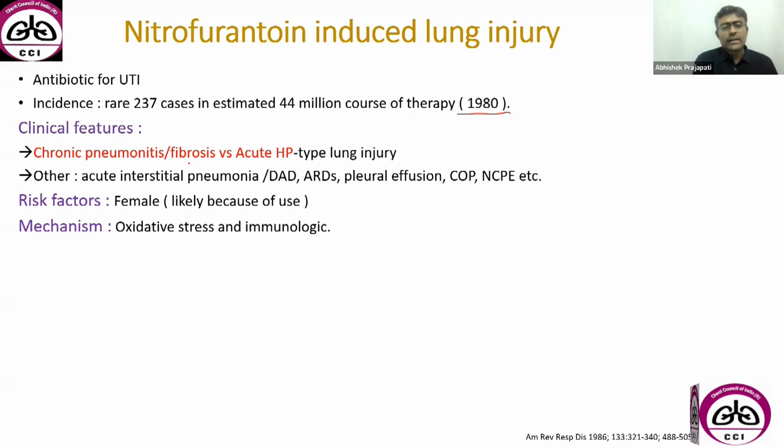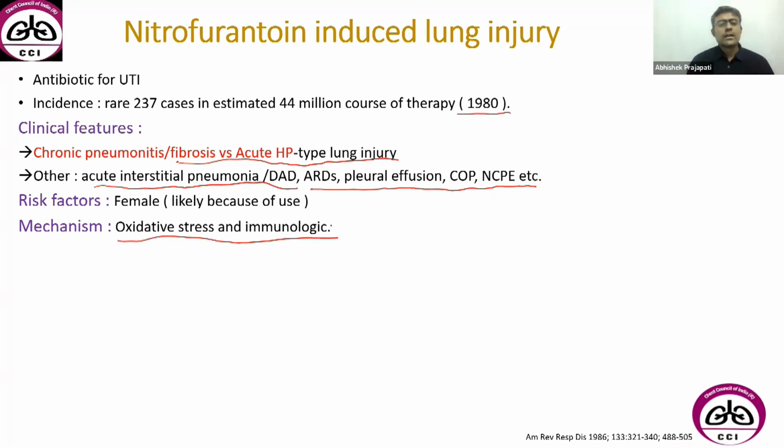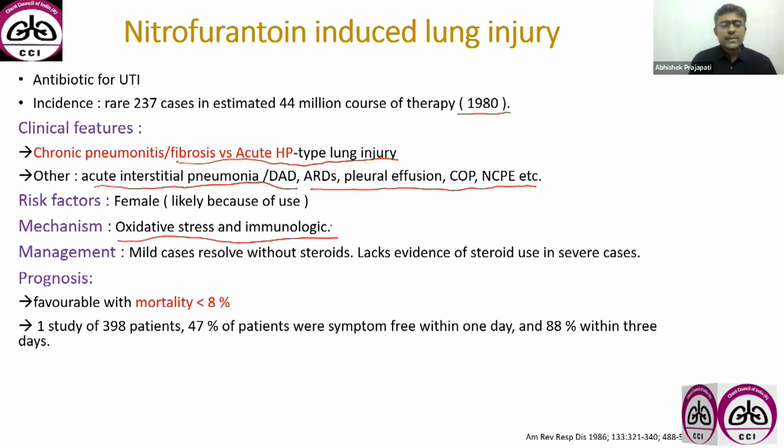Clinical features are chronic pneumonitis, fibrosis versus acute hypersensitivity-type lung injury, and other possible injuries are acute interstitial pneumonia, diffuse alveolar damage, ARDS, pleural effusion, cryptogenic pneumonia, or non-cardiogenic pulmonary edema, etc. Females are most likely affected, because in females nitrofurantoin is most commonly given, and the mechanism is oxidative stress and immunologic phenomena. In management, mild cases resolve without steroids, but there is a lack of evidence for steroid use in severe cases.